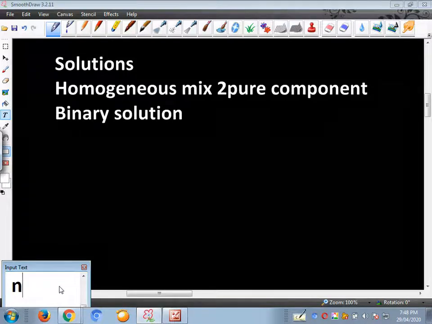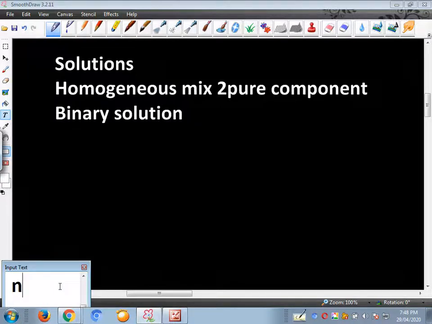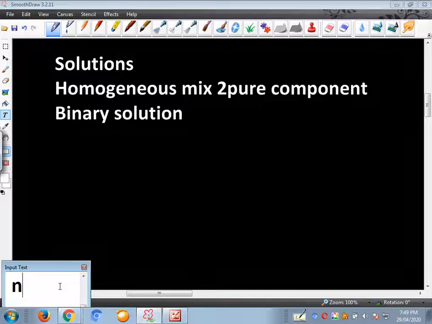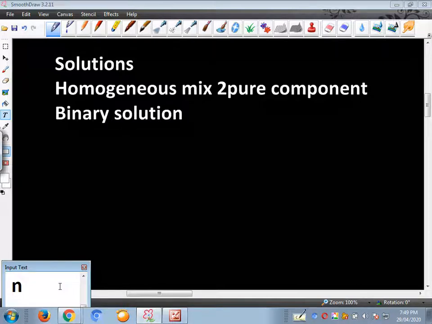Depending upon the number of solute and solvent particles, it may be tertiary or quaternary also, but for your syllabus we have binary solutions. So the definition of solution, once again I will repeat: it is a homogeneous mixture of two pure components. If it is two pure components, we call that solution a binary solution.